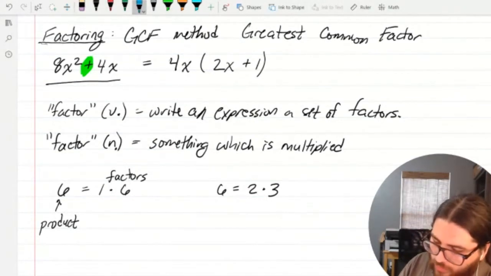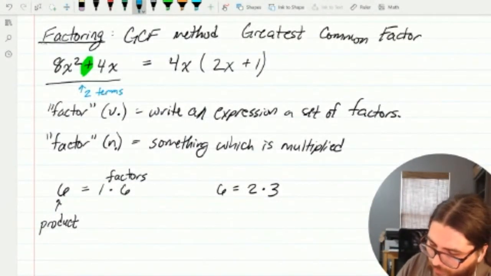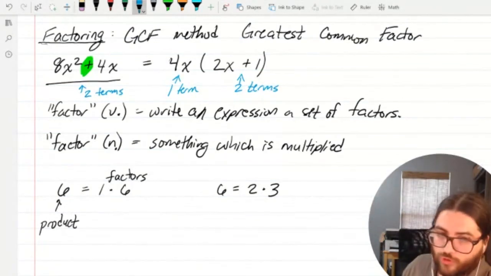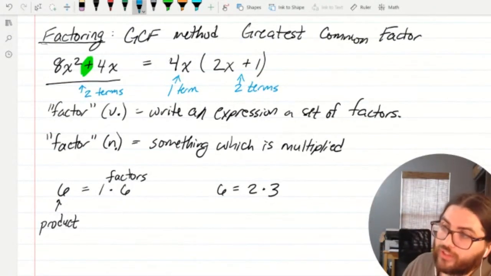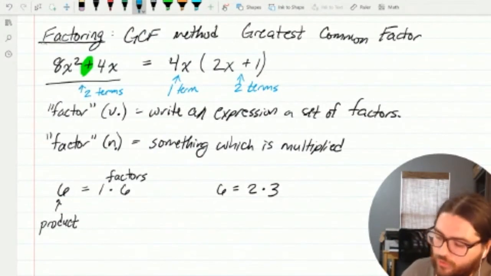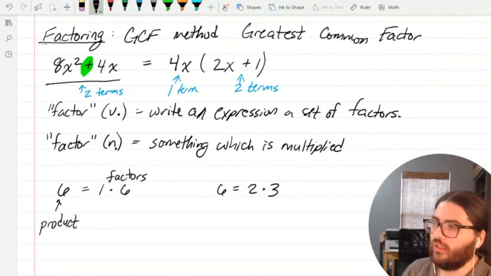Let me try this. I'm going to write it in blue. There are 2 terms here. And I've written it as something with 1 term times something with 2 terms. The result would give me back 2 terms if I did distribute it out and follow all of my exponent rules. But it often looks like factoring makes things longer rather than shorter.